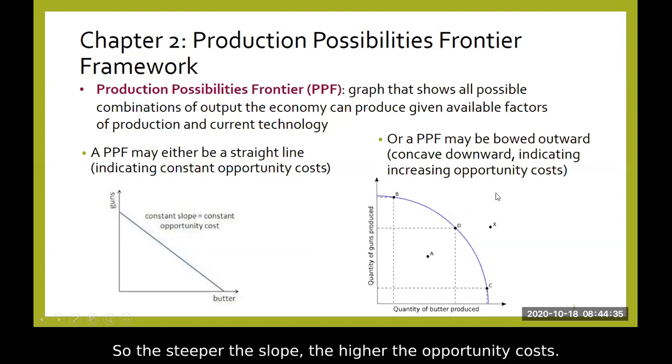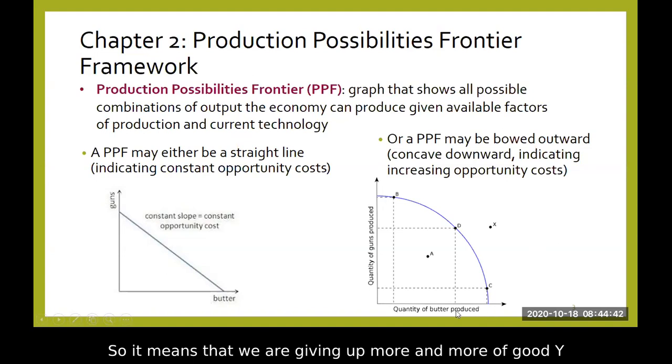So the steeper the slope, the higher the opportunity costs. It means that we are giving up more and more of good Y in order to produce each additional unit of good X.